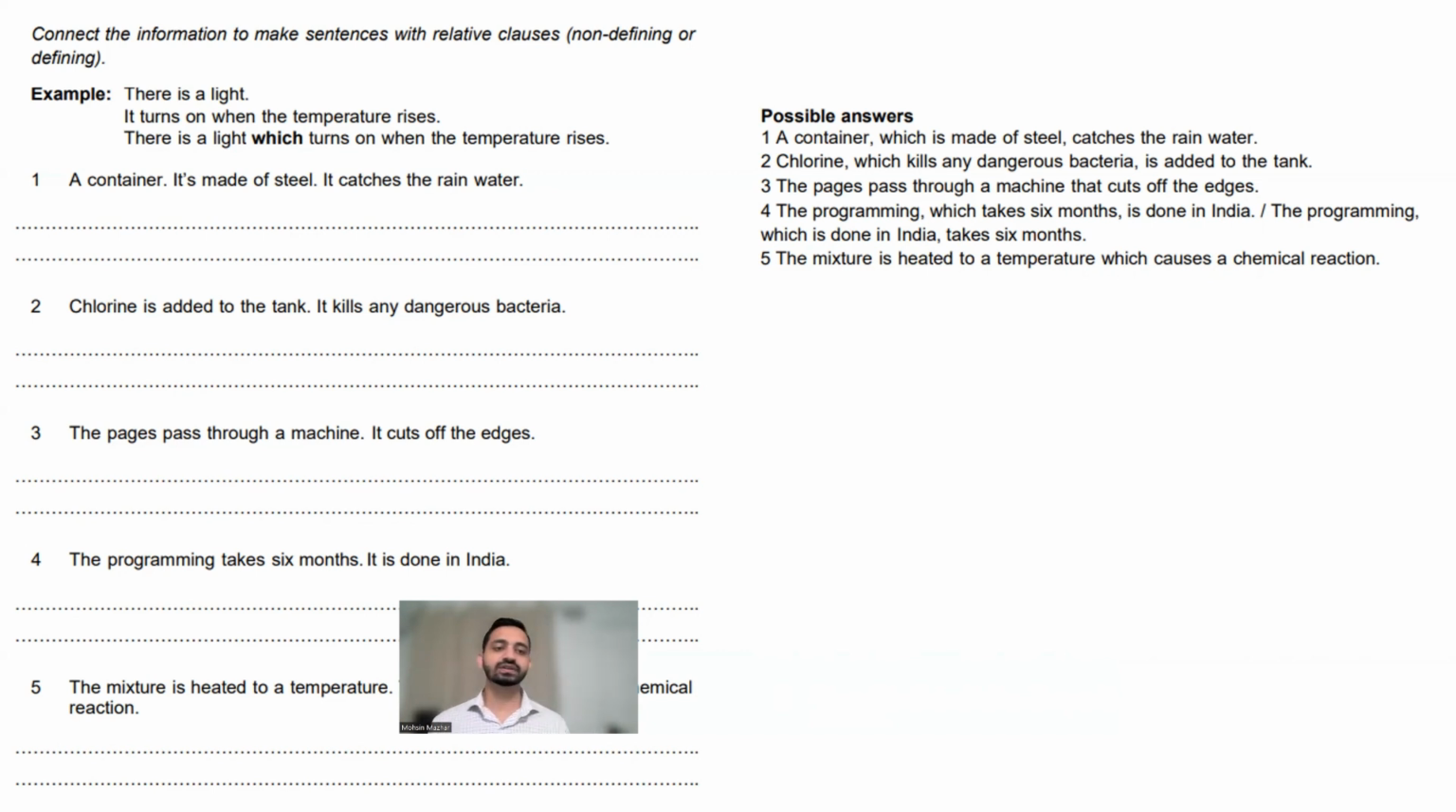Number three: the pages pass through a machine, it cuts off the edges. "The pages pass through a machine that cuts off the edges." That we're using "that" here is a defining clause, of course. And we can use "that," and you can see there's no comma there as well, so that's an indication there.